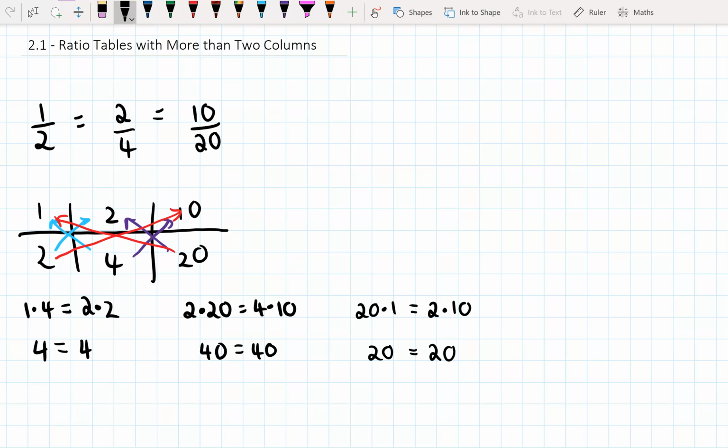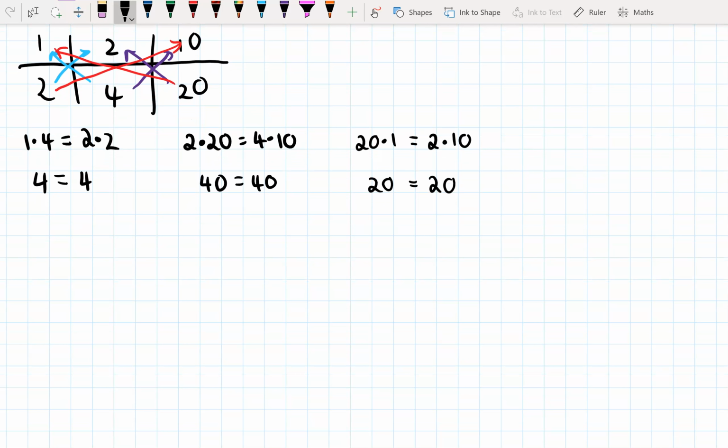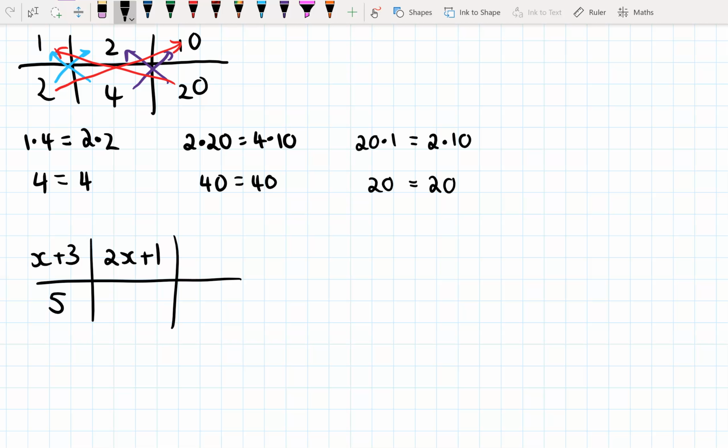Alright, so ratio tables, when there are more than 2 columns, can be used across any combination of those, as long as you stick with the same 2 columns when you multiply. Okay, so as an example, if we have a ratio table where we have say x plus 3 and 5, 2x plus 1 and 4, and then let's put a 2 and a y here. Okay, let's see what we get.